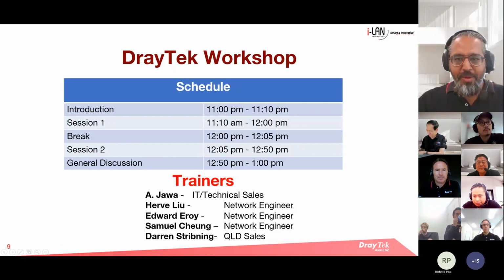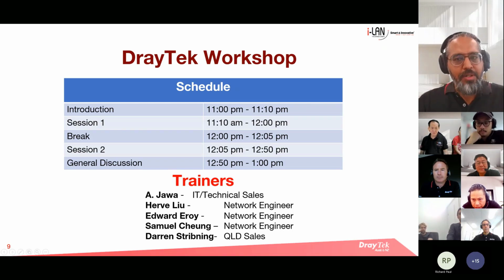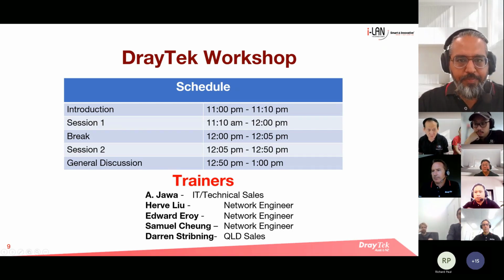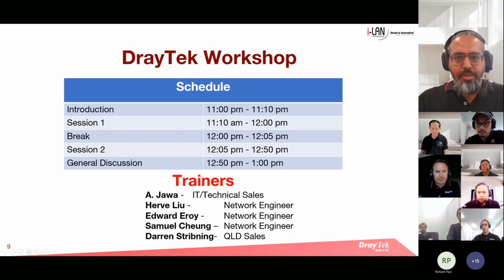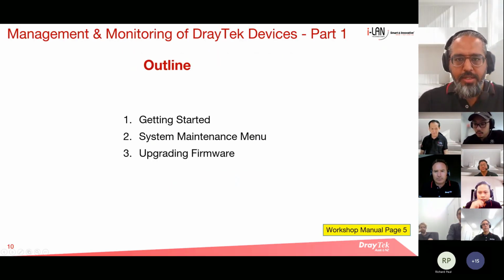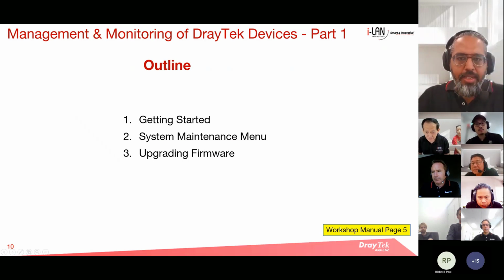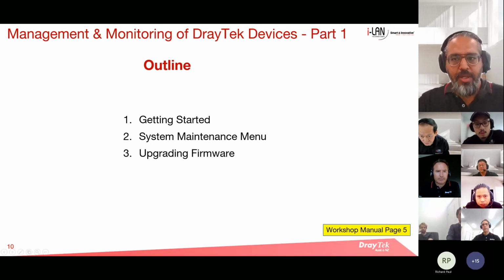So here's the schedule we're going to be following today. The part 1 is going to be handled by yours truly. Part 1 and 2 are going to run for about 45 minutes apiece. There is going to be a 15-minute general discussion in the end, and we will have a 5-minute break between session 1 and 2. Okay, get into the thick of things now. The part 1 is going to be about some background information, which I'm sure most of you would be well aware of. We're going to be talking about basic things like the Web GUI of DrayTek routers, followed by the system maintenance menu options and the different ways available to upgrade the router firmware.